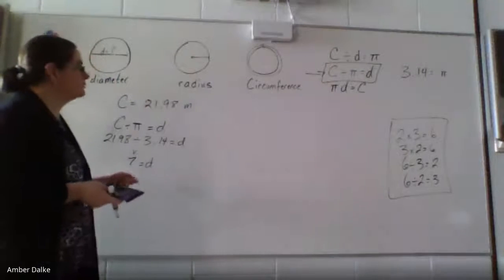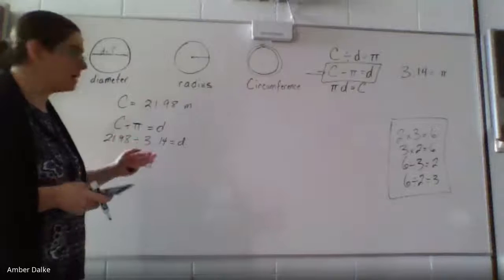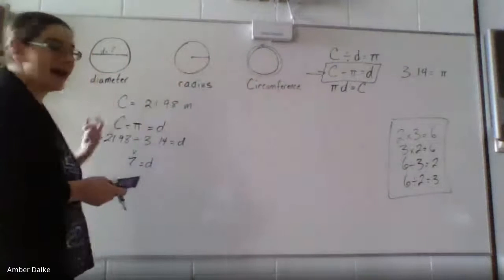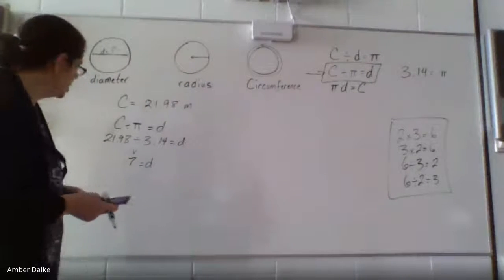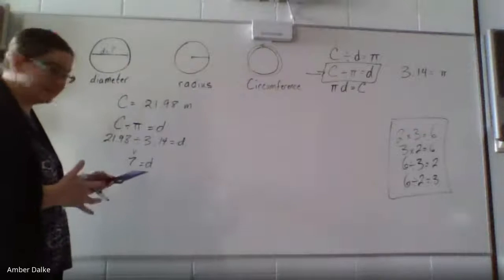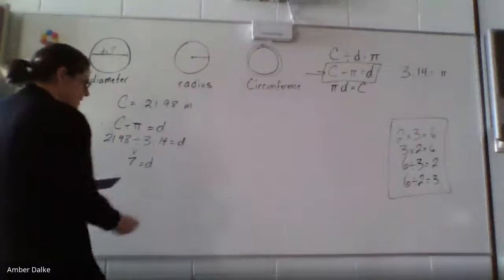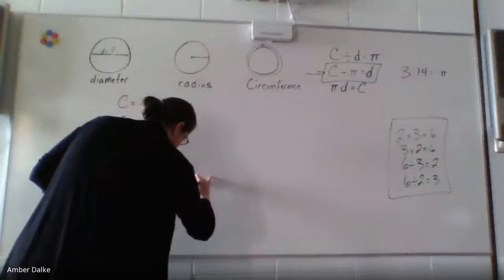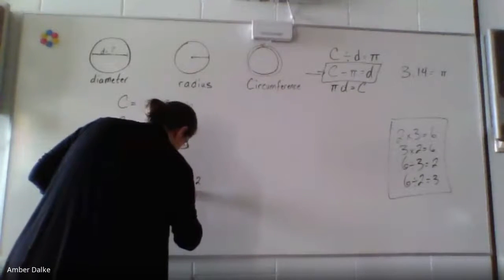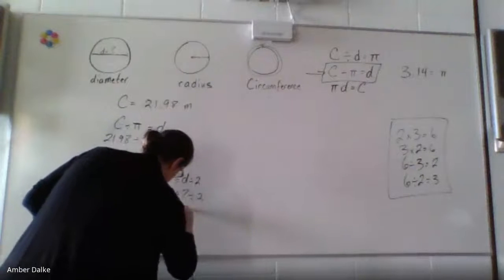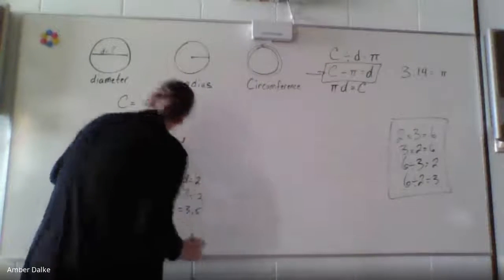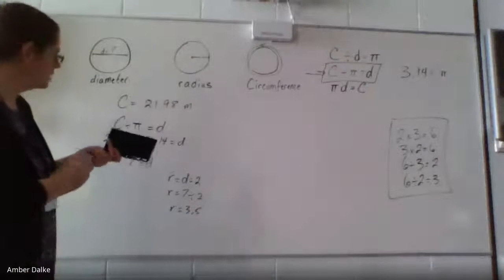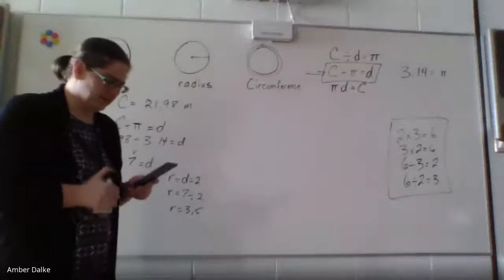Now, if you were asked for radius instead of diameter, because radius is half of diameter, your radius would just be take the diameter, divide it by 2, right? Your radius here would be 3.5 meters. Let's do one more of these, okay?